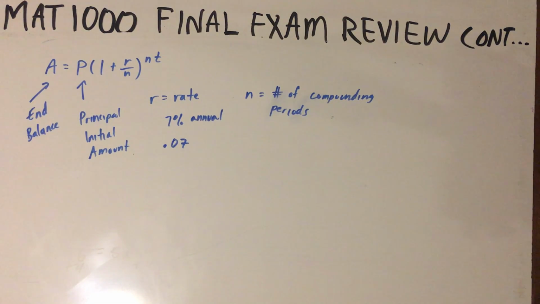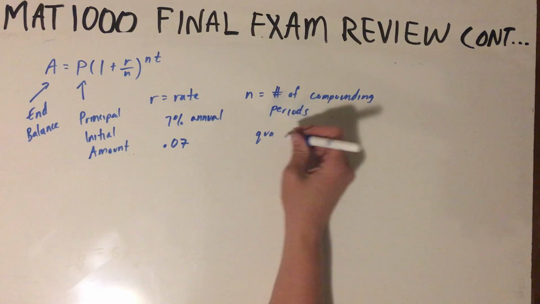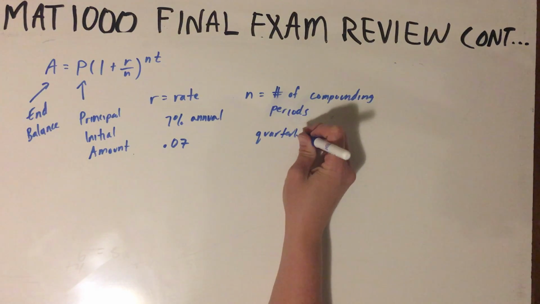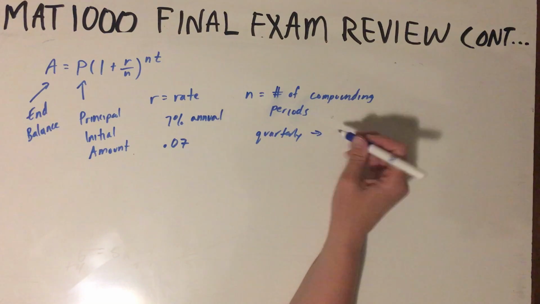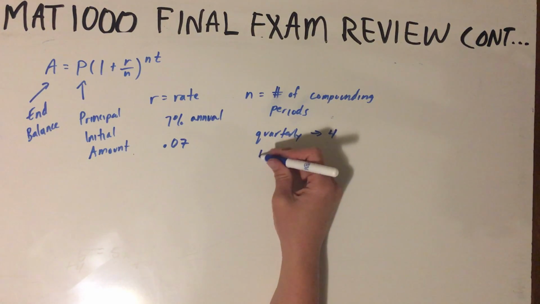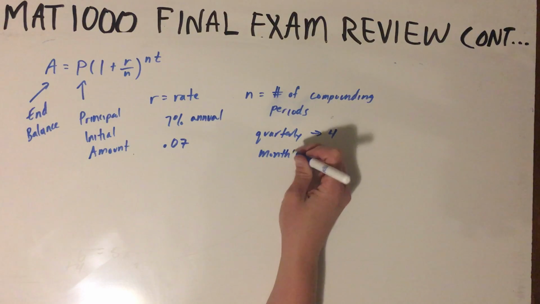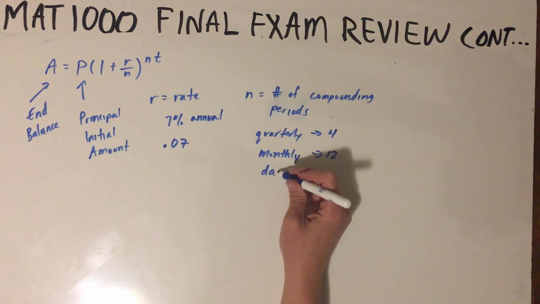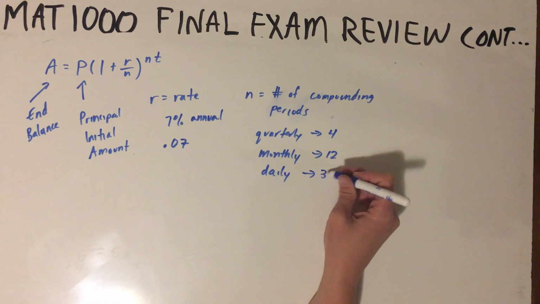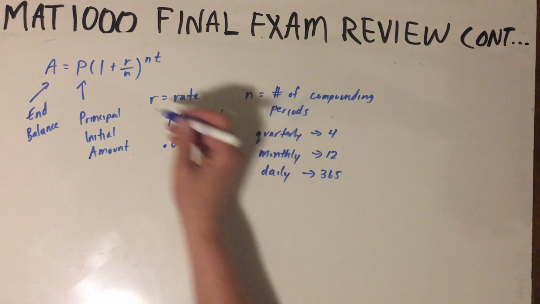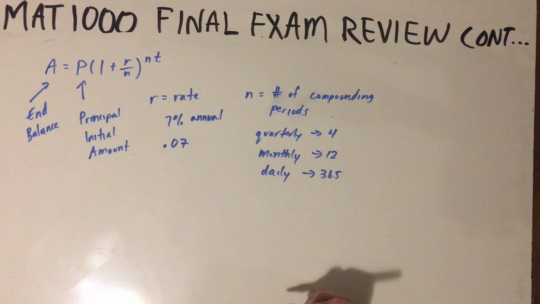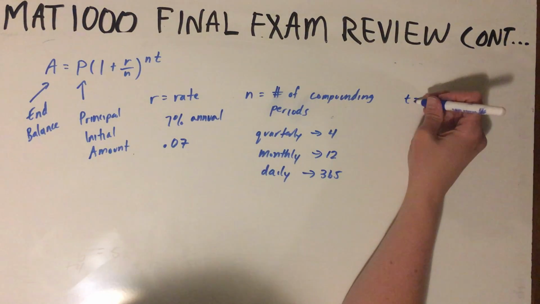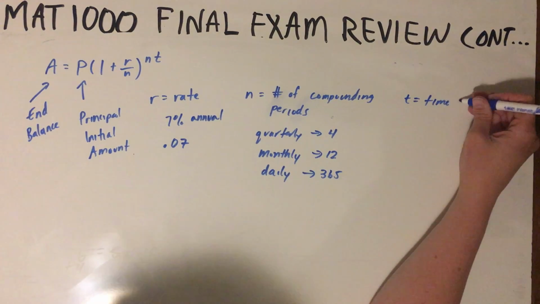So if I say this is going to compound, say, quarterly, then this n will be 4. If I say it's going to compound monthly, well, in a year's time, that's going to happen 12 times. If I say daily, this is going to happen 365 times. So this is literally the value for n that you would plug in here and you would plug in here. Okay, t is always time in years.